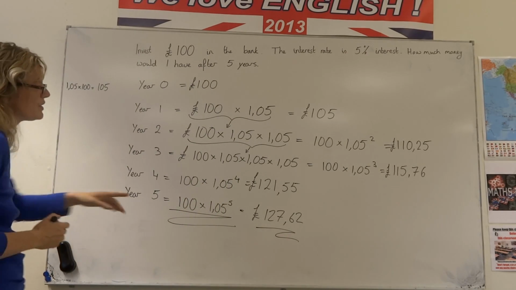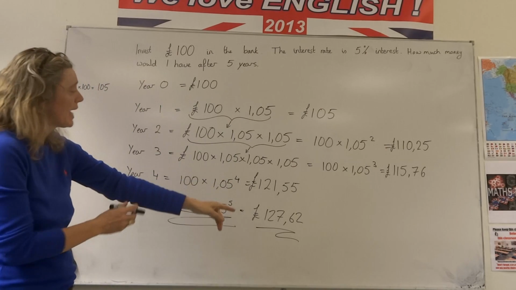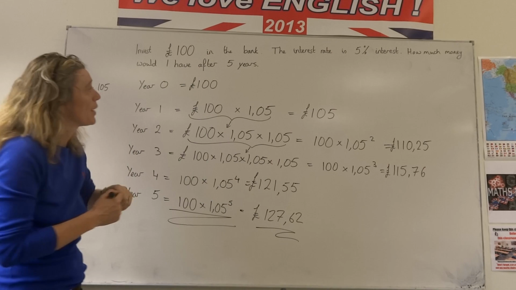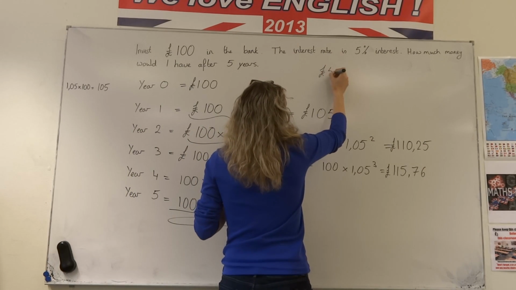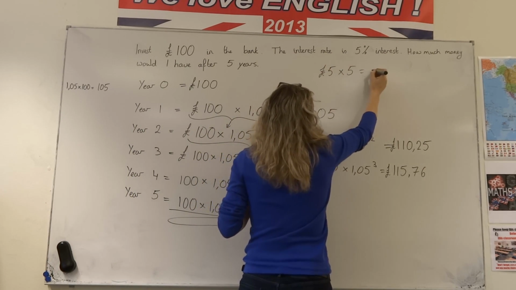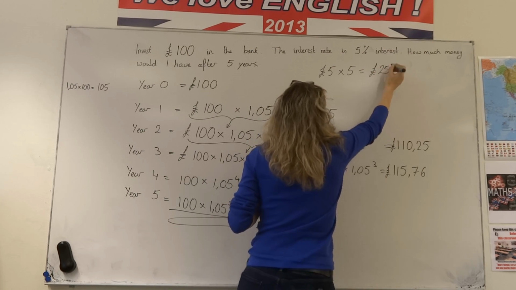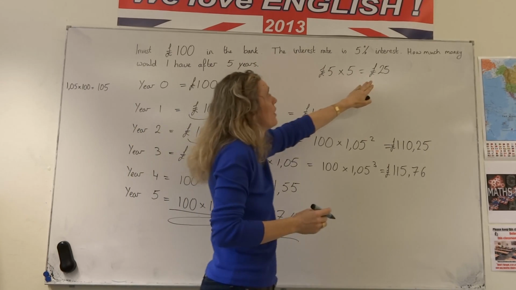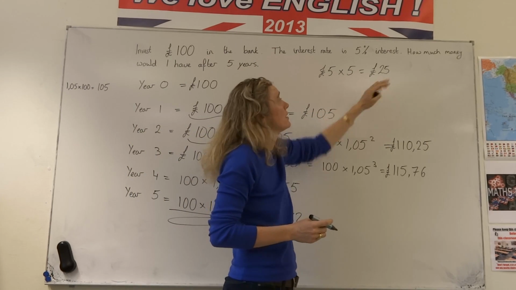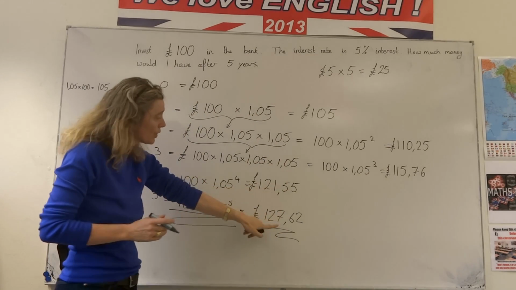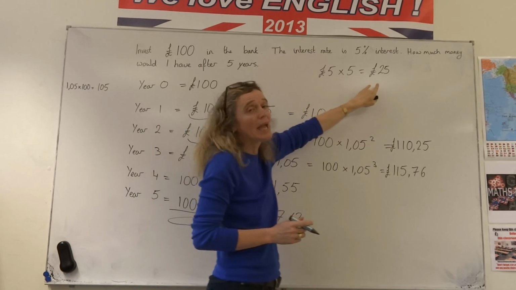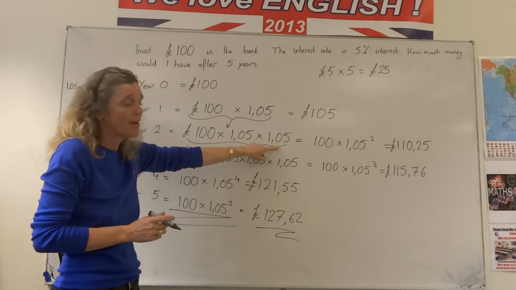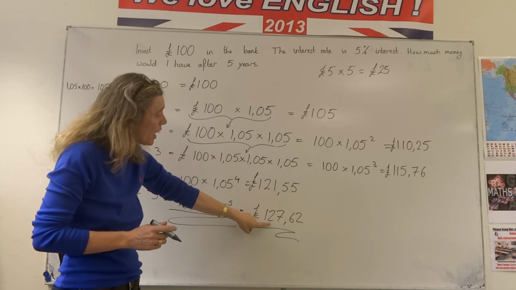A lot of you, when you see this type of question, are tempted to just think £5 for 5 years, that would be an increase of £25. So if I'm getting £25 of interest, I'll add that to my £100. The amount of money that I have after my 5 years is £125. But look, you've forgotten that the money that you get in interest also gets increased by this factor 1.05 every year. So you end up getting £127.